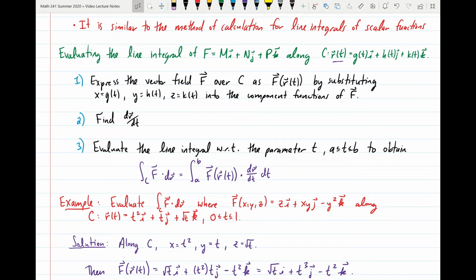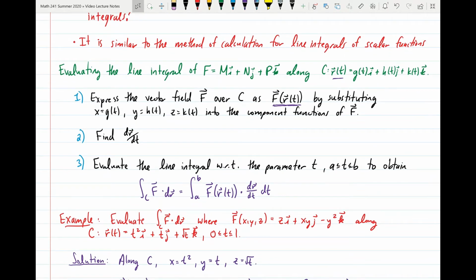So the first step is to express the vector field F over the curve C as F(r(t)). So we're looking at the vector field at the points on our parameterization of the curve. And we do so by substituting x = g(t), y = h(t), and z = k(t) into the component functions of F. So remember that the vector field is a function that takes in points in space, x, y, z, and outputs a vector.